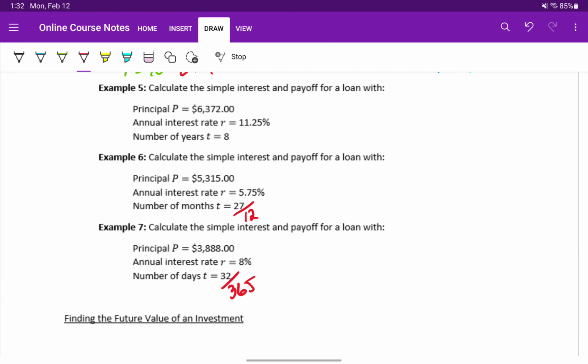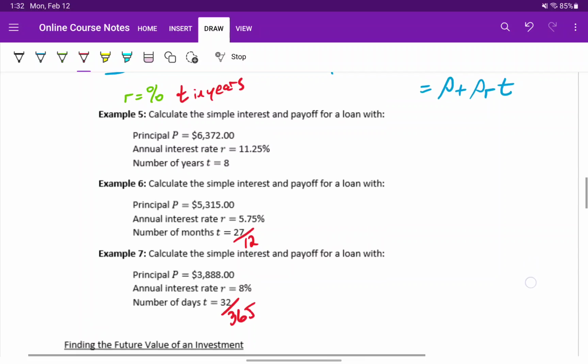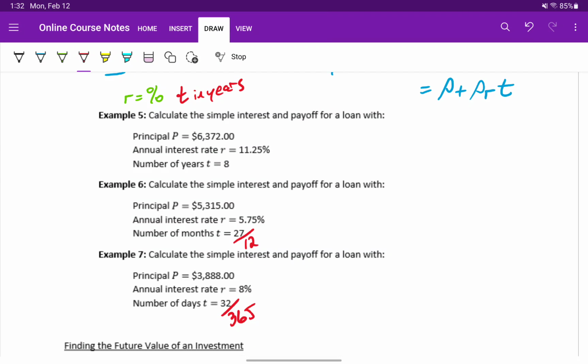So again, using Desmos is allowing us to quickly evaluate that formula over and over again without having to type in all of those values. The key thing that we need to look out for here is how time is being given to us. If it's being given to us in months or days, we just need to adjust those values accordingly.